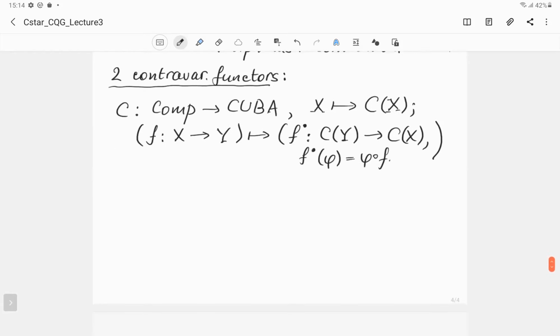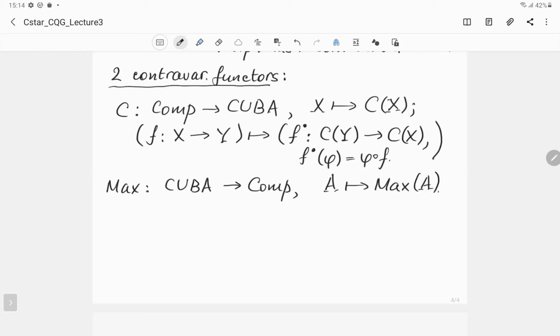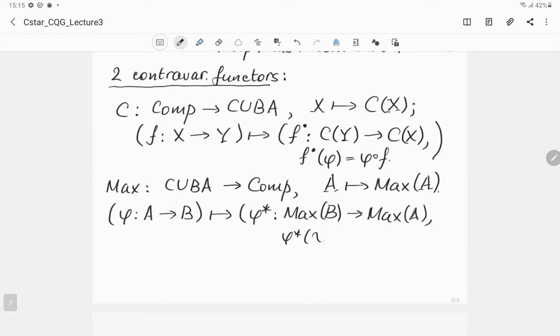And the second functor acts in the opposite direction. It will be denoted by max. It acts from cuba to comp. And it takes each commutative unital Banach algebra to its maximal spectrum, equipped with the Gelfand topology. Well, this is the action on objects. And the action on morphisms looks as follows. If phi is a continuous unital homomorphism from A to B, then the respective map will be denoted by phi star. It acts from the spectrum of B to the spectrum of A by the following formula. Here it will be convenient to identify the points of the maximal spectrum with characters. So it takes each character chi to chi composed with phi.